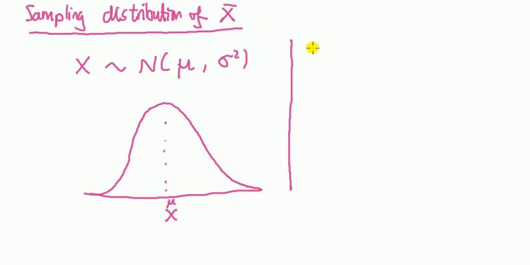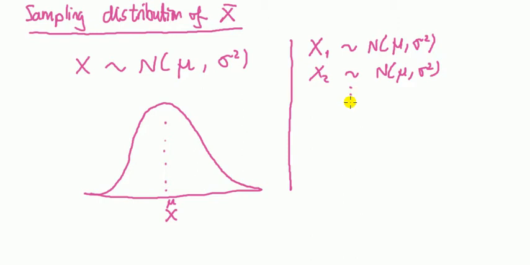Okay, well, let's say that I have a random variable. Let's call it x subscript 1, which is normally distributed, mean mu, variance sigma square. And then I've got x2, which also comes from a normal distribution with the same mean and the same variance. So say I've got loads of these. Let's say I've got 100 of them.